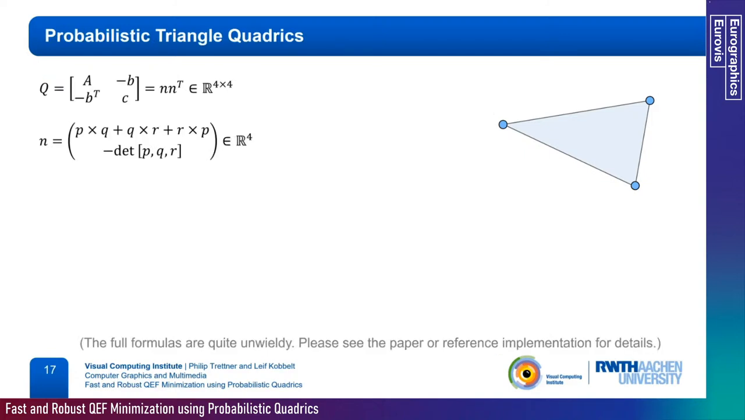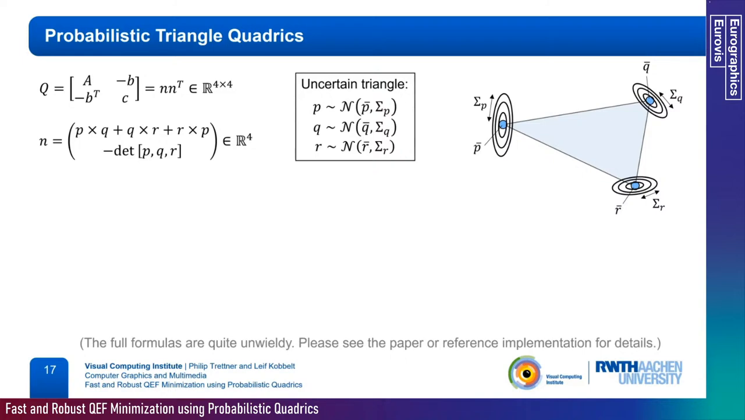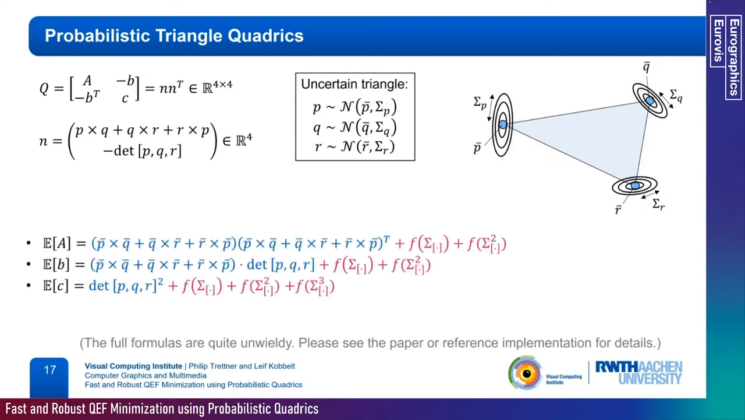When cast into our probabilistic framework, instead of a single triangle defined by three vertices, we have a set of triangles defined by three distributions over their vertices. And here we've chosen these distributions to be Gaussian distributions again. This makes the formulas a little bit simpler, however, they are still more complex than would fit on the slide. They follow the same structure as the probabilistic plane quadrics, which means we have this classical part, which is really just this n n transposed. And we have the probabilistic part, where A and B depend linearly and quadratically on the covariances, and the expectation over C additionally depends cubically on the covariances.